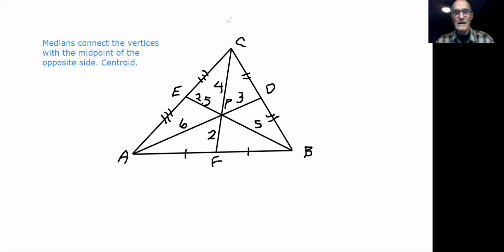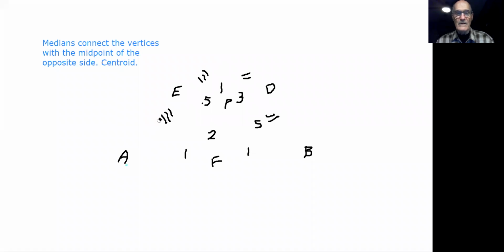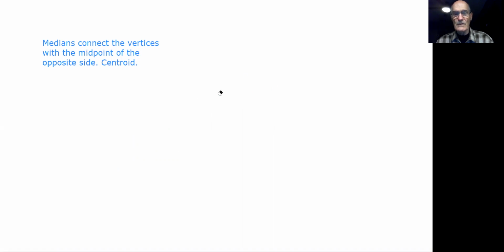So if you need a second, pause your video and then you can look and see. I'll go ahead and erase this and we'll look at the final set of concurrent lines that exist in a triangle. And these are what are called the altitudes. So we get rid of this. So now the altitude goes from the vertex perpendicular to the opposite side.